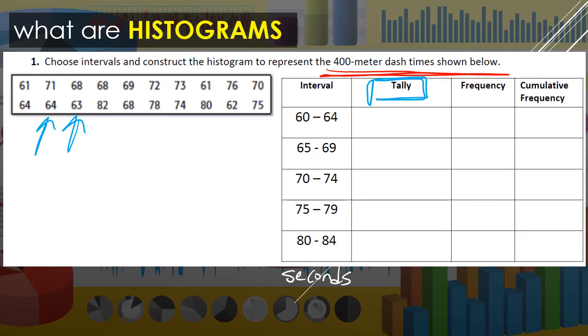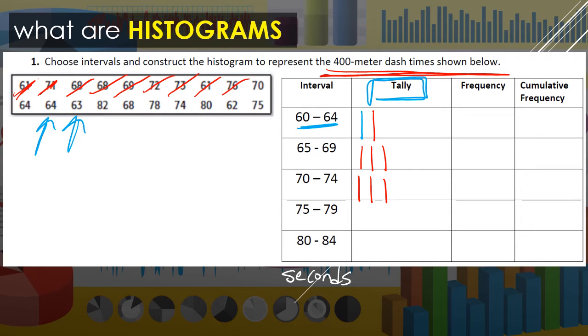And what we need to do is put a tally mark where our data points show up. And so the way this works is we have 61 seconds. And we put a tally mark because it's right in this interval range of 60 to 64 seconds. And we can keep doing the same thing for all of our data here. 71 is going to be between 70 and 74. We have 68, 68, 69, 72. So you can see I'm just putting tally marks right now for where the data shows up.